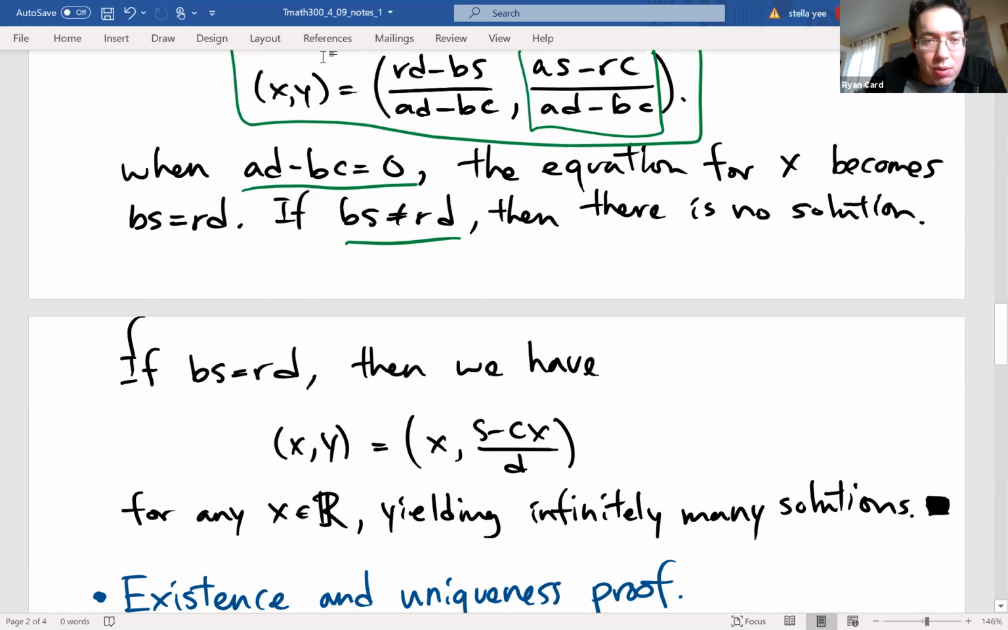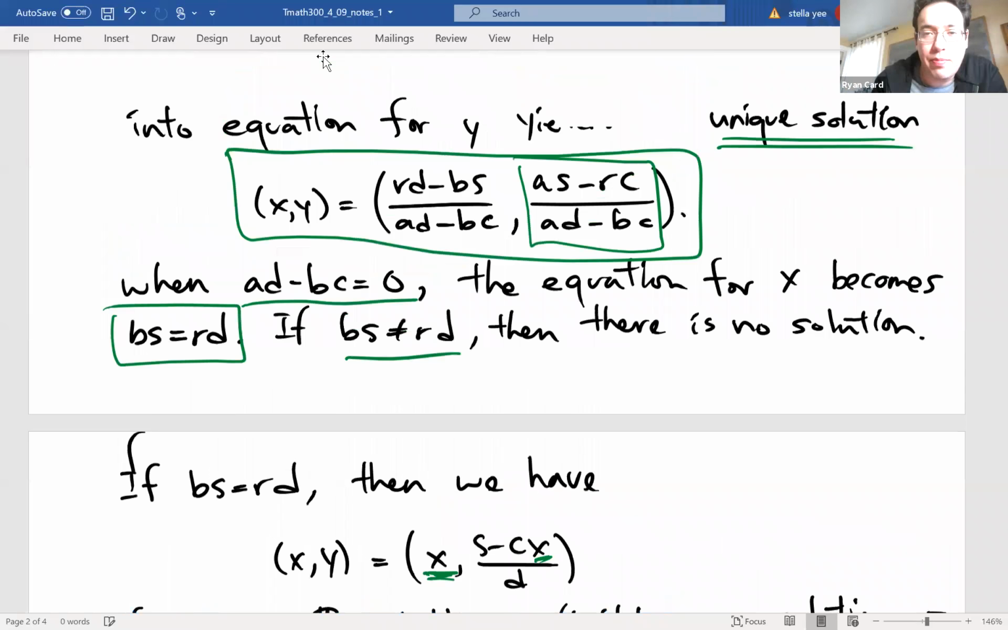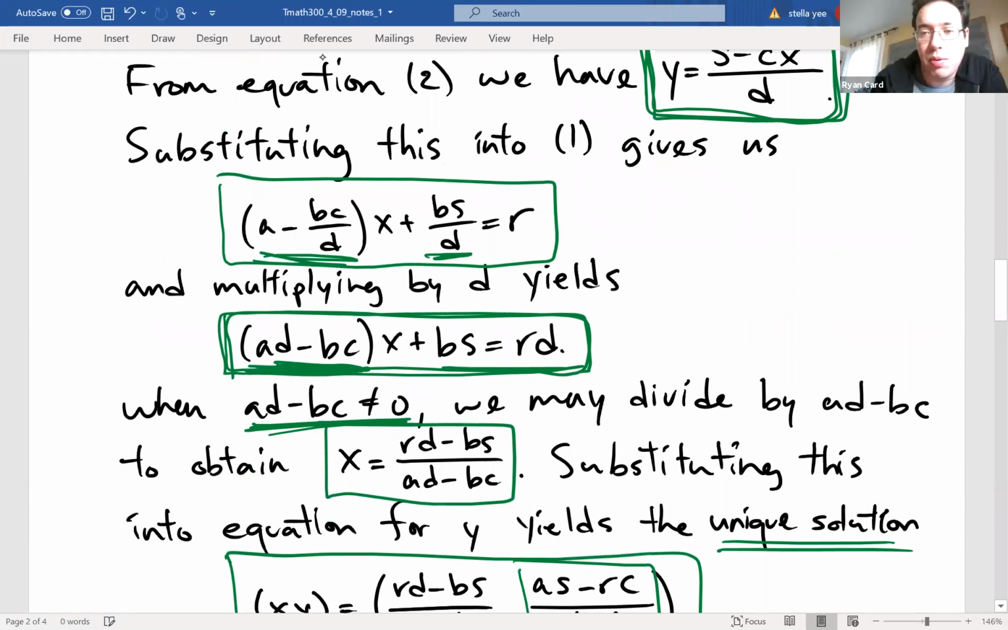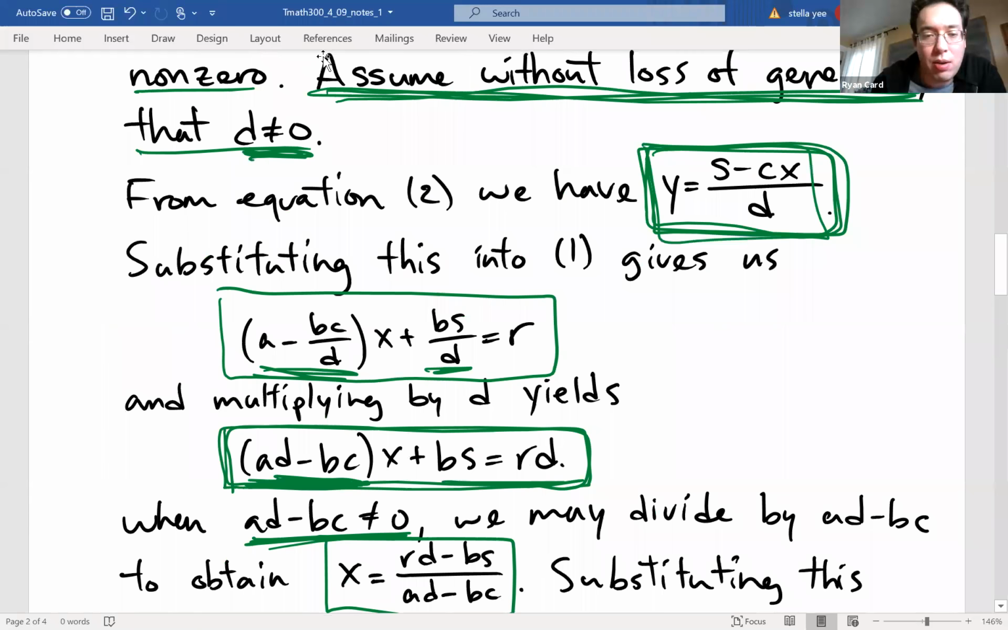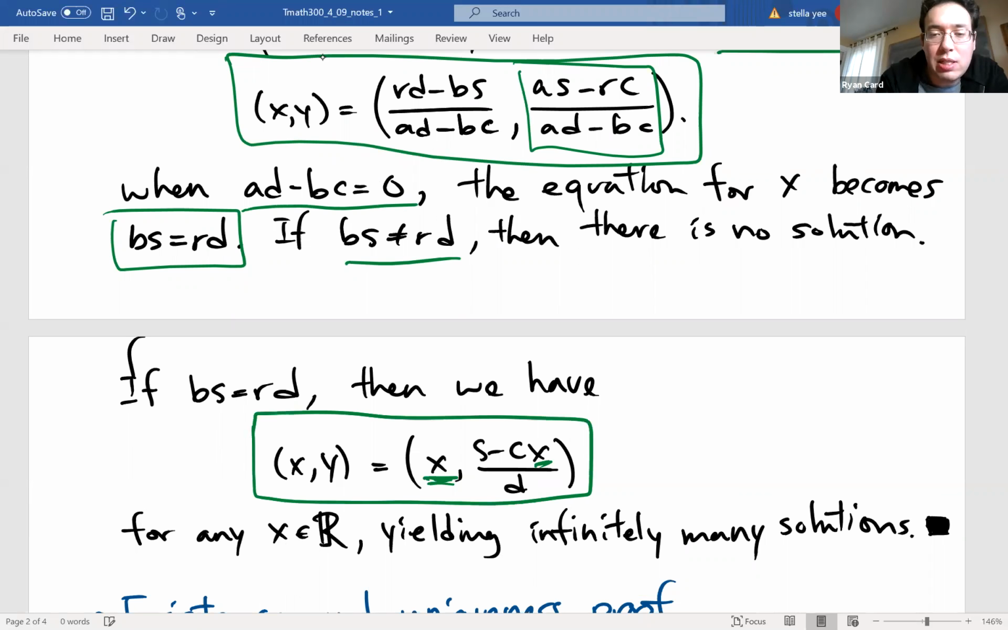So there's no solution. If BS is equal to RD, then this equation is always true no matter what x you plug in, because x doesn't even appear there, right? So in that case, you could choose x to be anything you want, any real number. And then after choosing x, you can plug it into the equation for y here. The equation for y is here. So once you choose your x, plug it in for y. And then you get a solution for each x you can choose, right? So x could be any real number. And then as long as you choose y so that it's compatible with your choice of x, then you get your infinitely many solutions. So that's the proof.